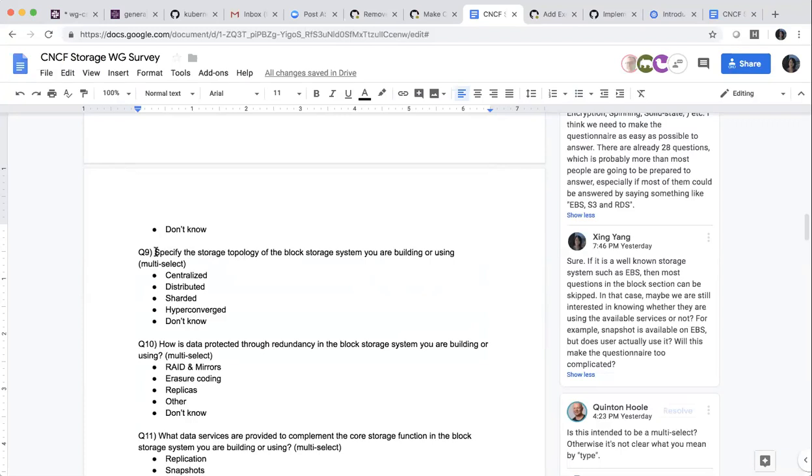But if we just make this one question, how do we differentiate? I see what you mean. That's why those questions are repeated for block and file. We can go through this and decide whether to take this out, because they could be using distributed block or distributed file, so this could be different. Those are in both sections.